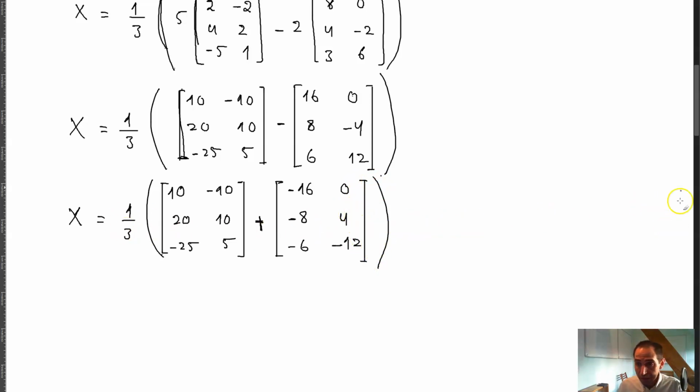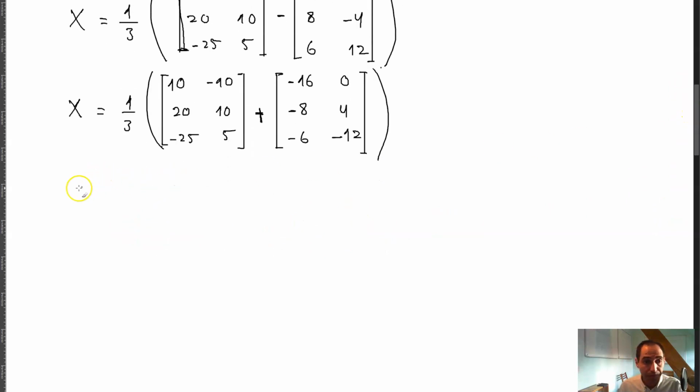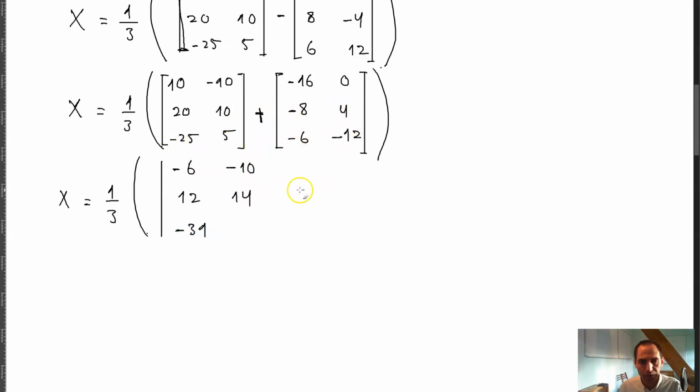Once you add them together, what you will get is X equal to 1/3 times: 10 plus negative 16 is equal to negative 6. Negative 10 plus 0 is equal to negative 10. 20 plus negative 8 is equal to 12. 10 plus 4 is equal to 14. Negative 25 plus negative 6 is equal to negative 31. And 5 plus negative 12 is negative 7.